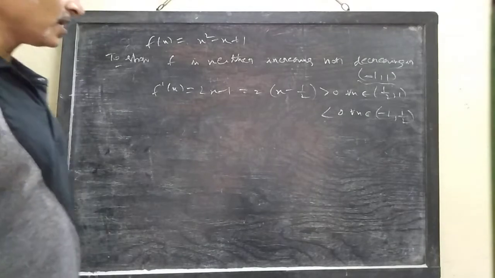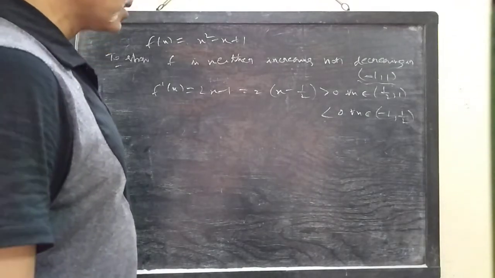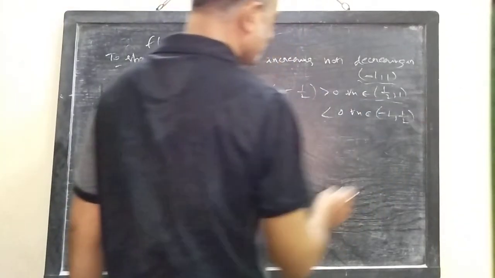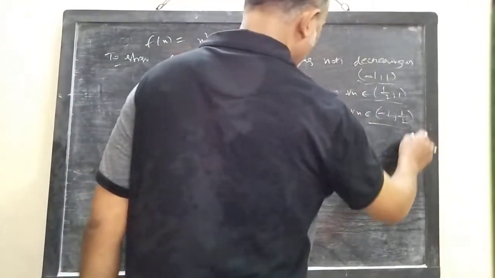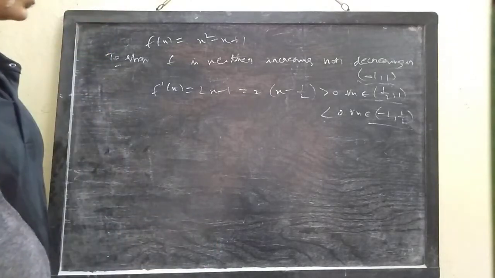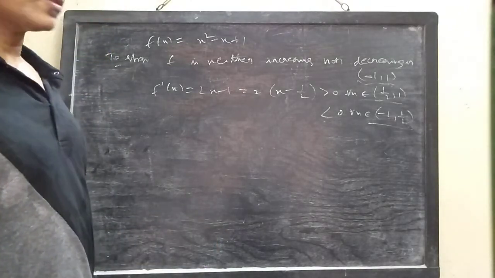But if we separately make conclusion, then we can say that f(x) is increasing in the interval half to 1 and f(x) is decreasing in the interval minus 1 to half. But as a whole in the interval minus 1 to 1, f(x) is neither increasing nor decreasing. Okay?